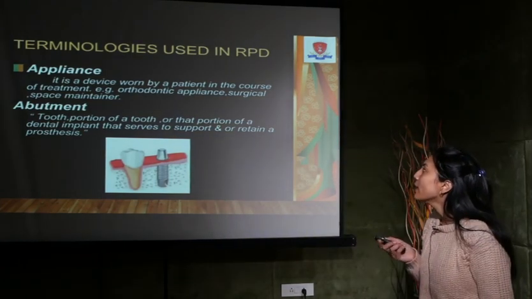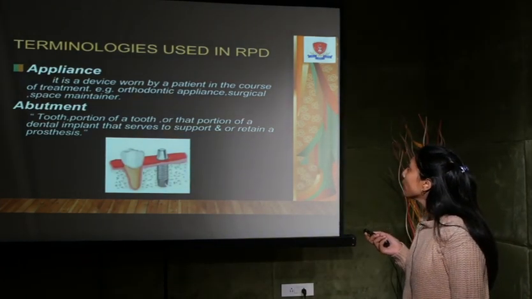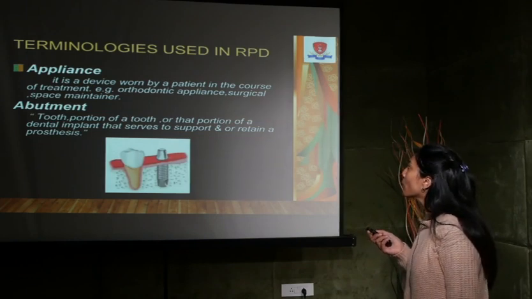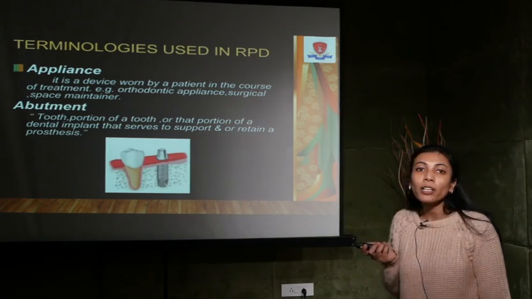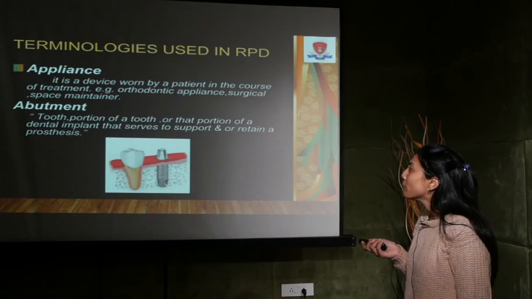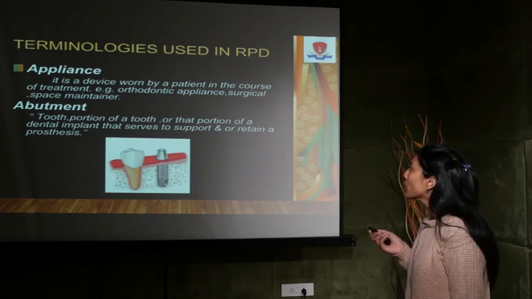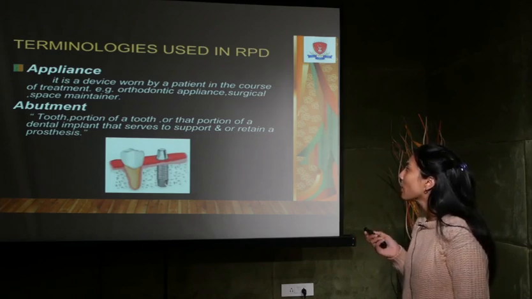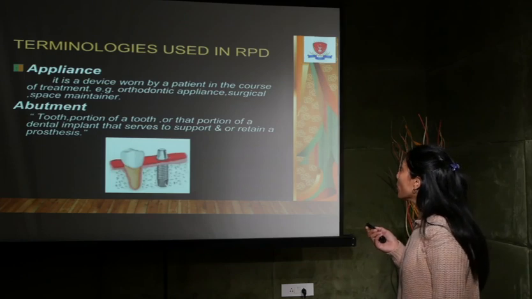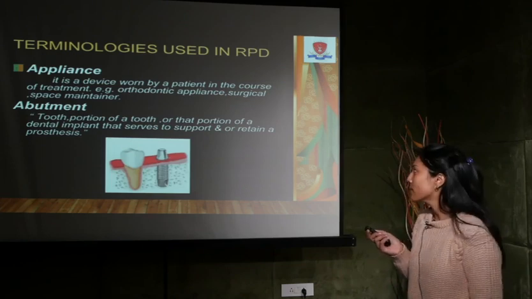First is appliance. It is a device worn by the patient in the course of treatment, for example orthodontic appliances, surgical appliances or space maintainers. What is an abutment? It is a tooth or portion of a tooth, or that portion of the dental implant, that serves to support or to retain a dental prosthesis.